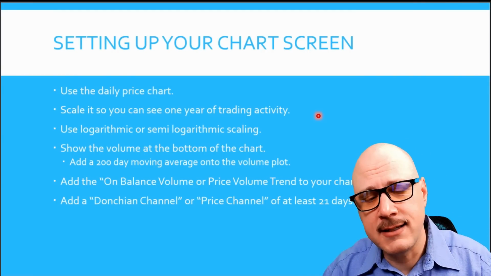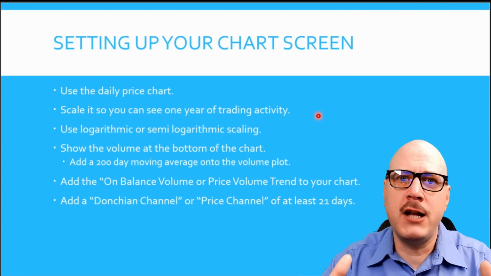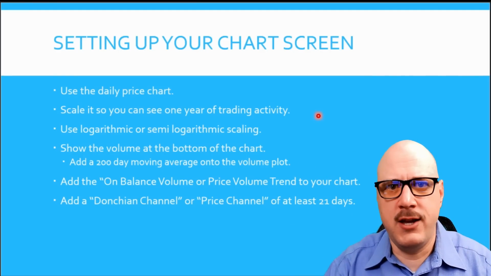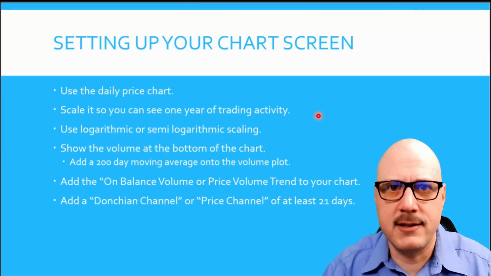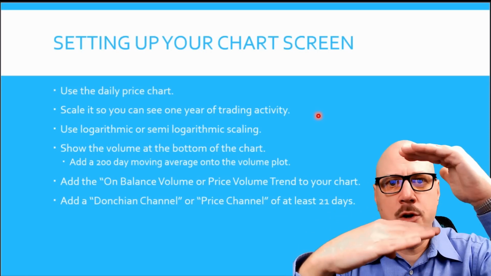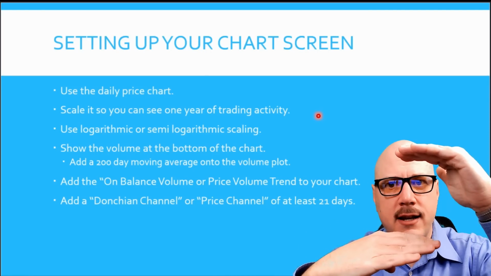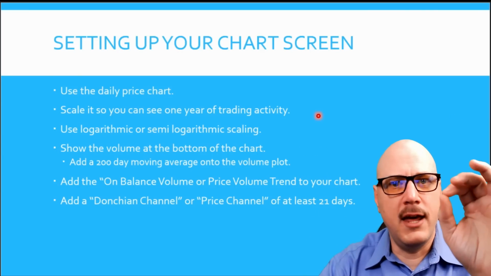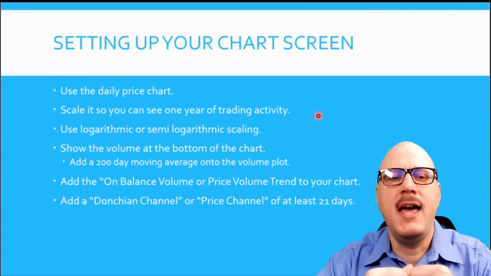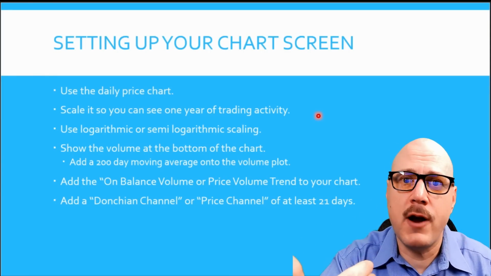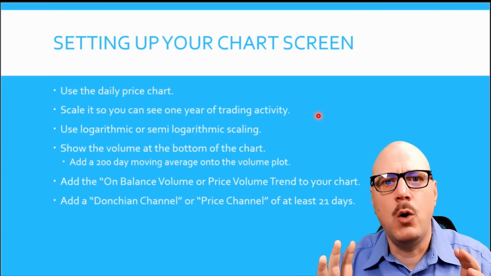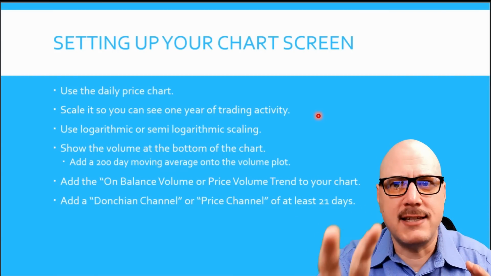In addition to that, we're going to plot what's called a Donchian channel or a price channel, overlaid on the price of our security, of at least 21 days. And the purpose of that is it's going to show us the highest high price and the lowest low price that that security has traded in for the last month and 1 day of trading activity. And I'm going to show you on a chart what all of this looks like. And later on, I'm going to show you in my trading account how this looks when we go through and put all of this together as I show you what markets I'm trading as of this recording.